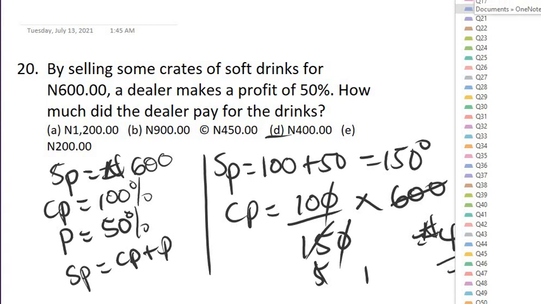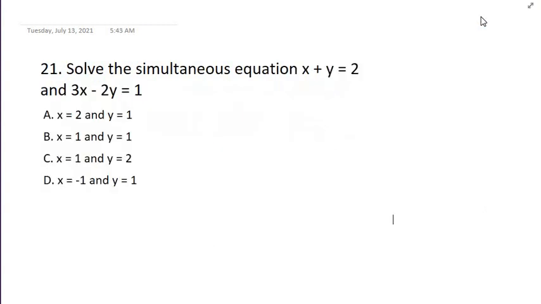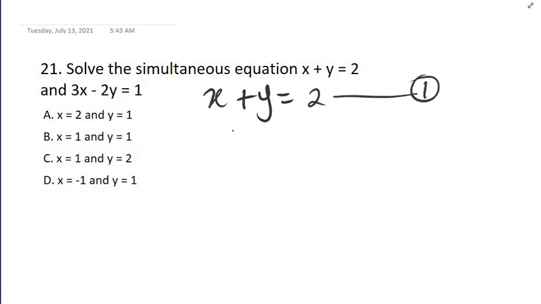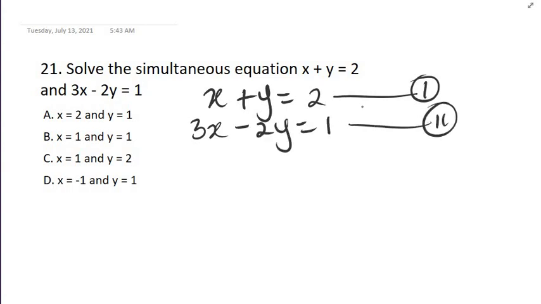Question 21. Solve the simultaneous equation. We have x plus y equals 2, let this be equation 1, and 3x minus 2y equals 1, let this be equation 2. Now we can choose to use substitution or elimination method, but let me just use substitution method. From equation 1, let's make x the subject of the formula. So x equals 2, and plus y changes to minus y. I can let this be equation 3.